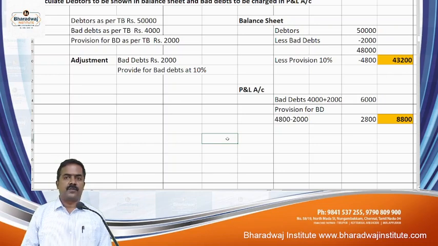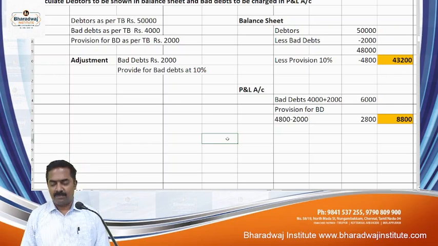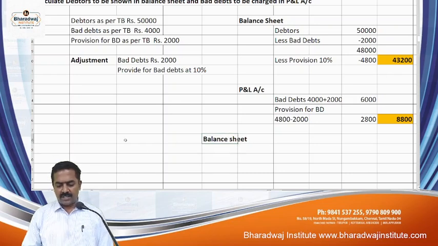So this is with respect to which account? Whatever we have seen so far is final accounts, the P&L account part we have done. Next, balance sheet.